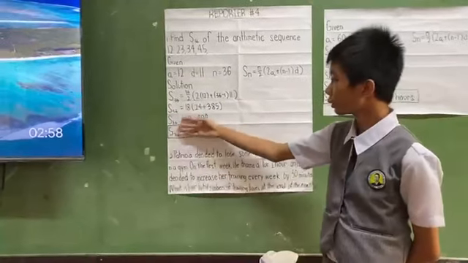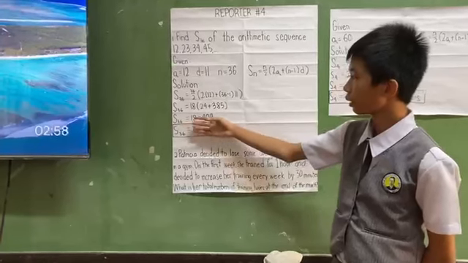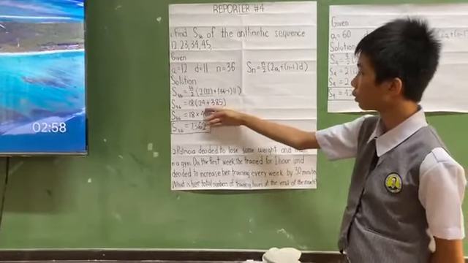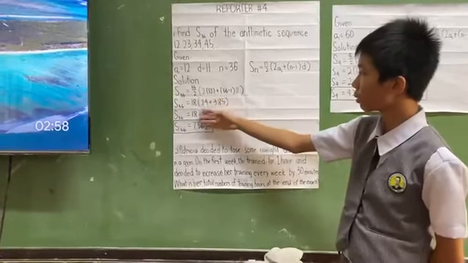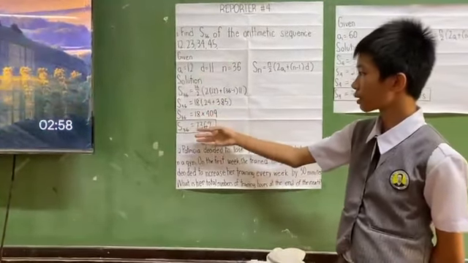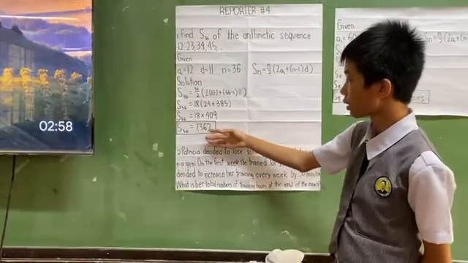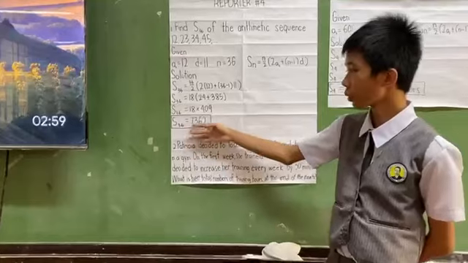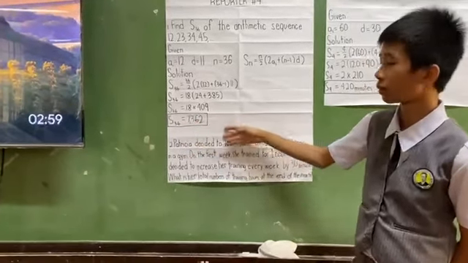Our next step, bring down 18 and then add these 2. 385 plus 24 is 409. 409 times 18 is 7,362. Our final answer is S sub 36 is equal to 7,362.